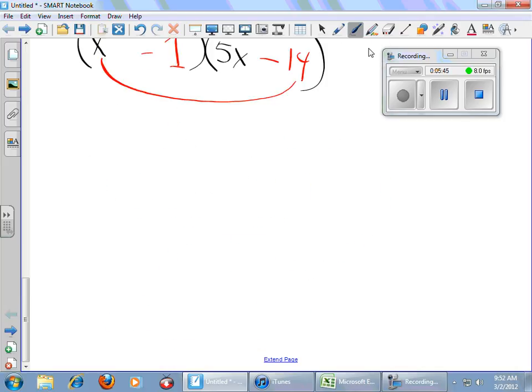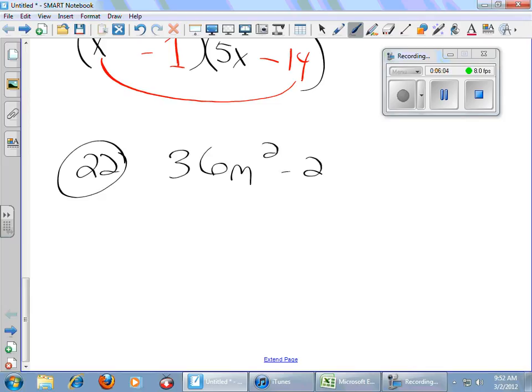All right, let's see if I can find a perfect square trinomial from your homework. Let's see. I think I'm going to do problem 22 now. Problem 22 is a great problem. Great test kind of question. 36 m squared minus 24 mn plus 4n squared.